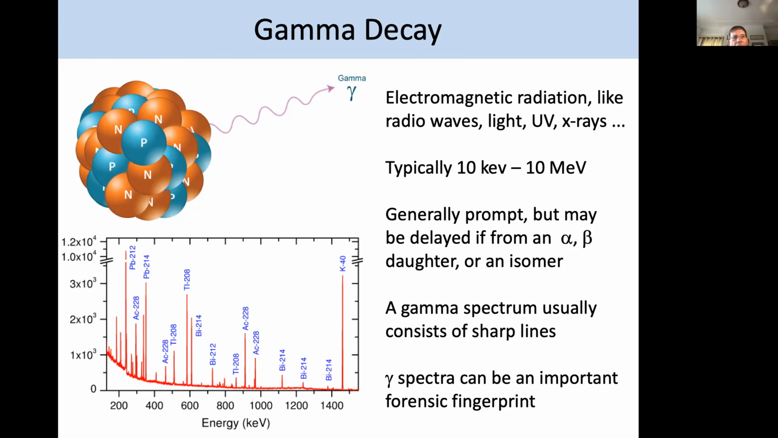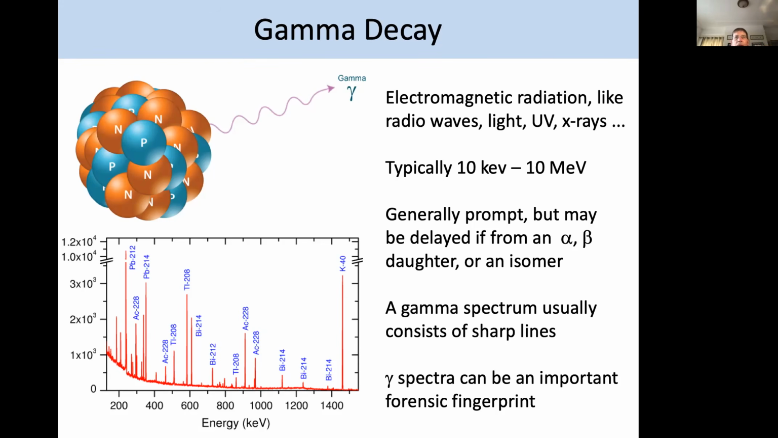In gamma decay, these are very, very short wavelengths. I didn't actually show this, but the wavelength is the speed of light divided by the frequency, or the frequency is the speed of light divided by the wavelength. The energies here are typically in the MeV range. There'll be a few hundred kilovolts, or an MeV, or 6 MeV, or something like that.